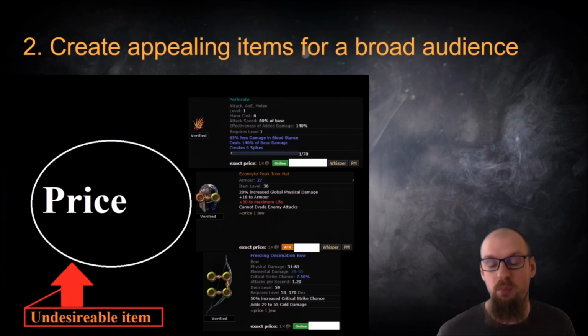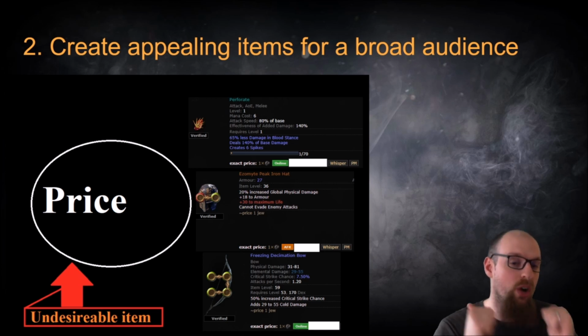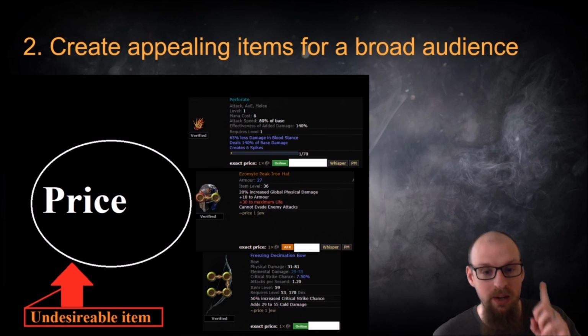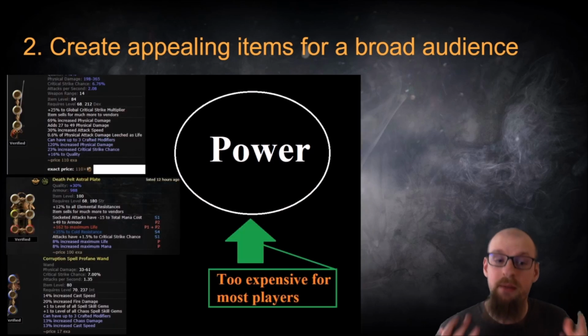However, that price point isn't going to be the thing that's going to convince players to purchase a level 1 Perforate skill gem, an Ezomite Peak Iron Hat, or a Freezing Decimation Bow that's got 4 links on it. One jeweler's orb is simply not enough of an enticement at that price point for this low level of power on these particular items. So we need to craft something that's got a great price point, but it also needs to match a second quality, the first being price and the second being power.